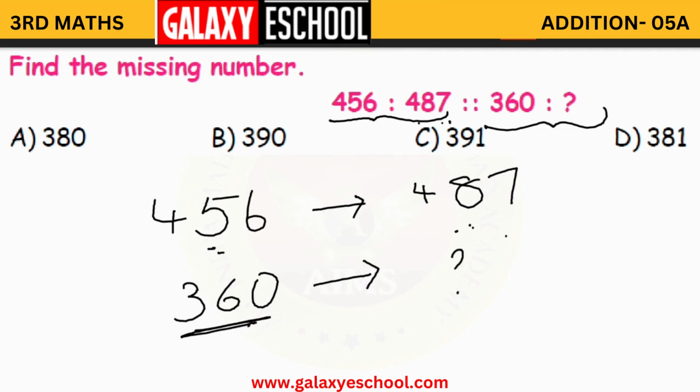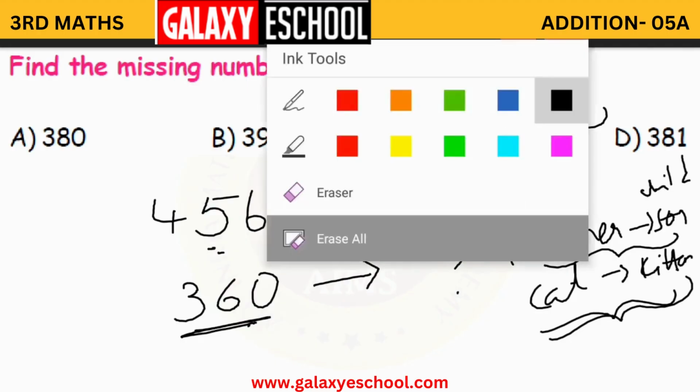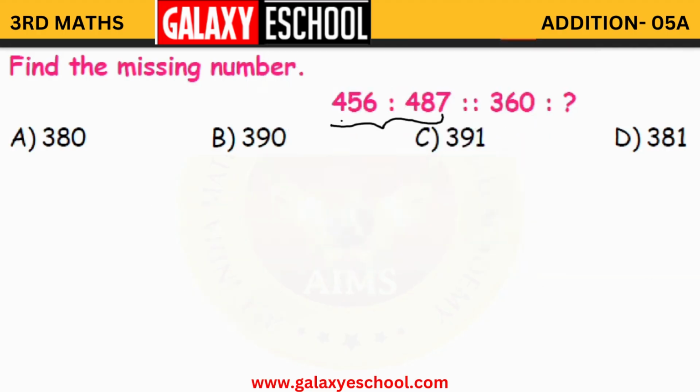Okay children, let us say you might have had these questions in science. Mother, son, then cat becomes kitten. See, mother and son, the same relation is between cat and kitten also. Mother and child, let us take mother and child. In the same way cat and kitten are also related to each other. In the same way, here we have to first find out the relation between 456 and 487.